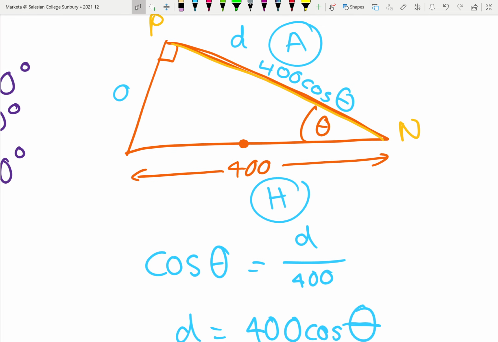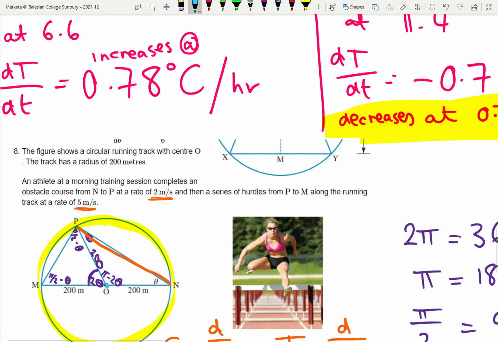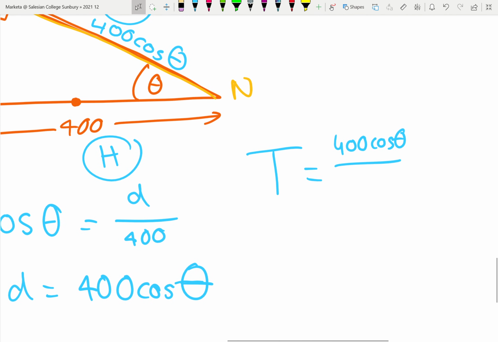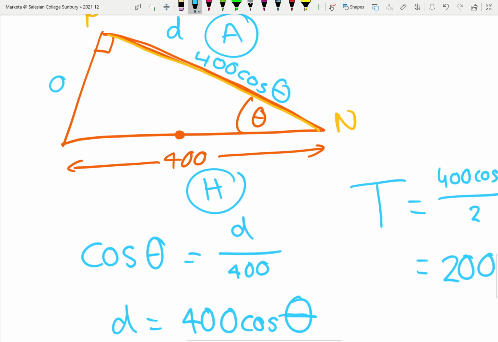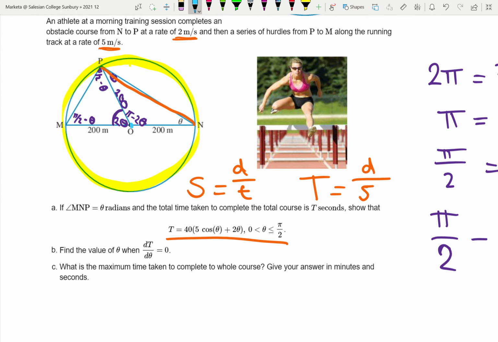And we know that our time is going to be the distance over the speed. The question tells us the speed: 2 meters per second. So divided by 2, that's going to be 200 cos theta. So far, we've got the time that it takes to complete the run. The obstacle course: an athlete at a morning training session completes the obstacle course from N to P at a rate of 2 meters per second.